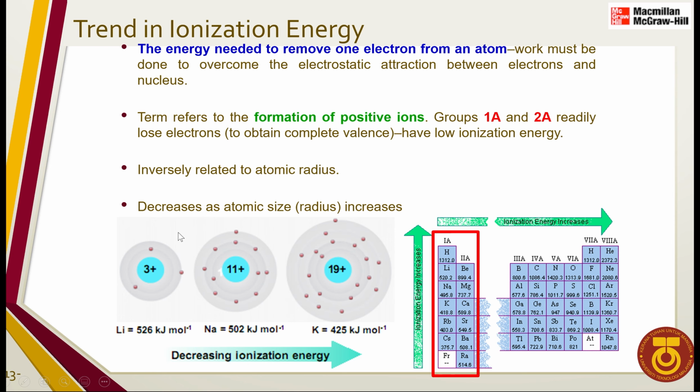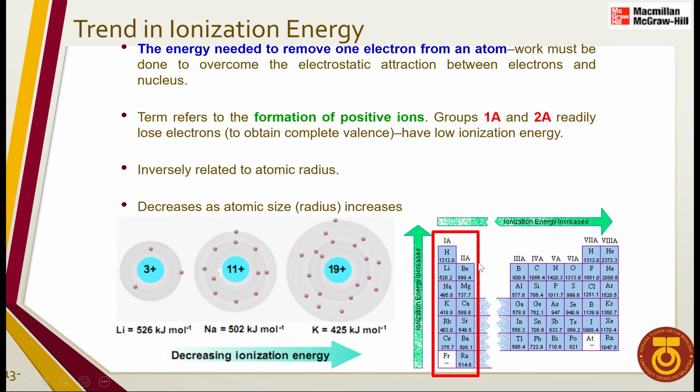So let's have a look at the trend in ionization energy. The first one is the energy needed to remove one electron from an atom. This is the meaning of ionization energy, which is the energy required to remove one electron from an atom. That means from left to right, the ionization energy increases. Similarly, from bottom to top.